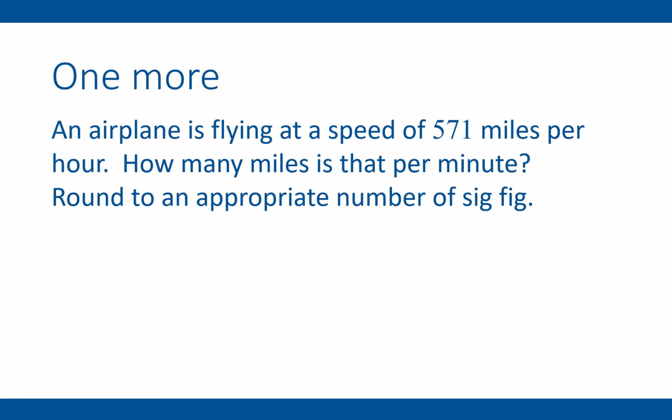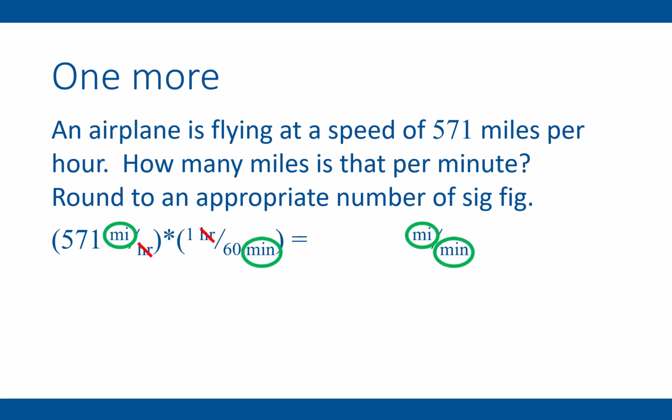Welcome back. We have speed in miles per hour, and we want to put it into miles per minute. We use a conversion factor to get from hours to minutes. Canceling the hours leaves our result in miles per minute. 571 divided by 60 gives us 9.5166 repeating. Now we consider significant figures.